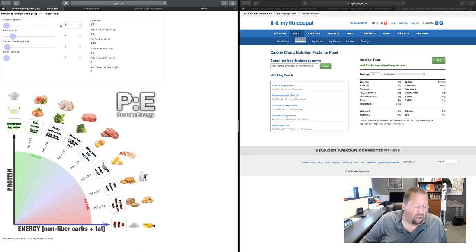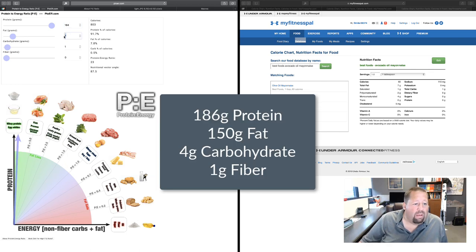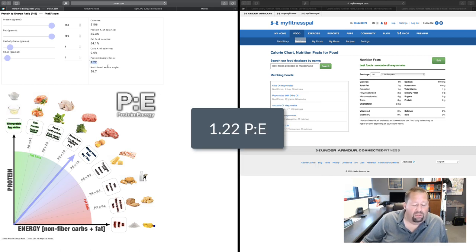So I added up what all of those are going to be, and we're at 186 grams of protein, and for fat grams, we're at, unfortunately, 150. Carbohydrates, we're at 4 with 1 gram of fiber. So that puts me at a 1.22 protein to energy ratio.